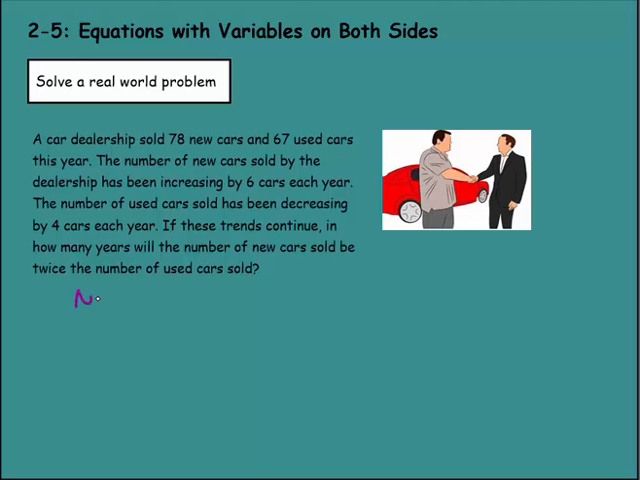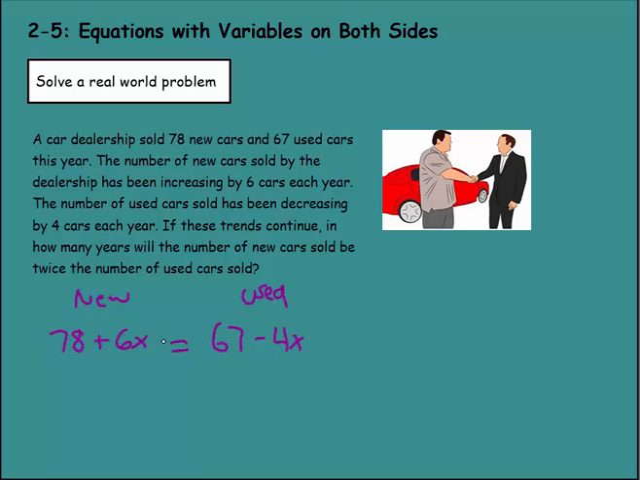So in a situation like this, we're comparing the new cars to the used. So we could put new over here, and we can put used over here. And we're making a comparison, so we can have this equal sign in the middle. So what do we see about the new cars? Well, we see that they sold 78 this year, and it's increasing by 6 each year. So that means we have 78 plus 6 times the number of years. For the used cars, it's decreasing by 4 each year. So they start at 67, but they're losing 4 cars every year.